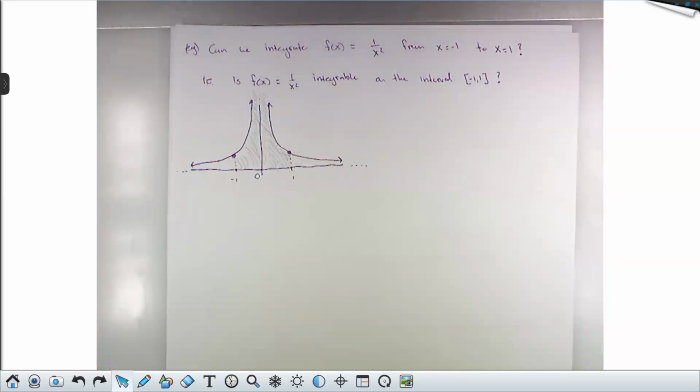Would the shaded in part not go all the way through because of the asymptote? I think you're onto something there. Can you be a little bit more specific? With the shaded part, it can't go through the vertical asymptote. So the vertical asymptote is the problem. You've identified the problem correctly.